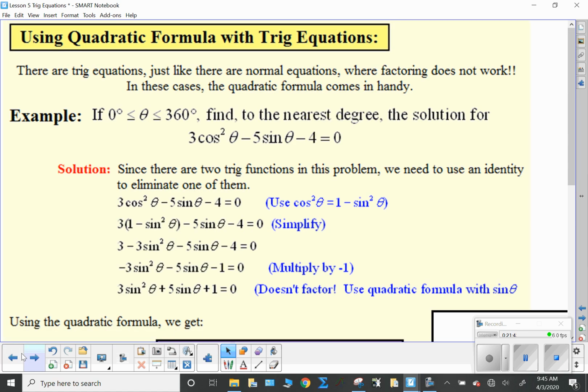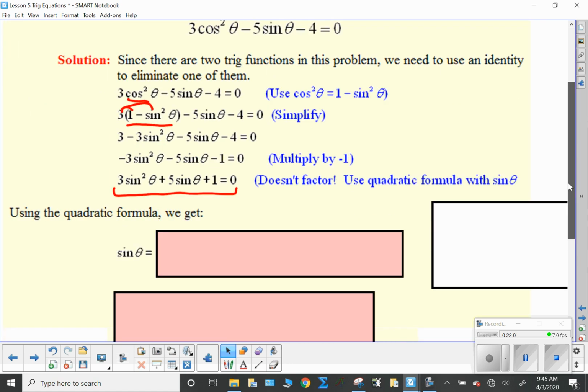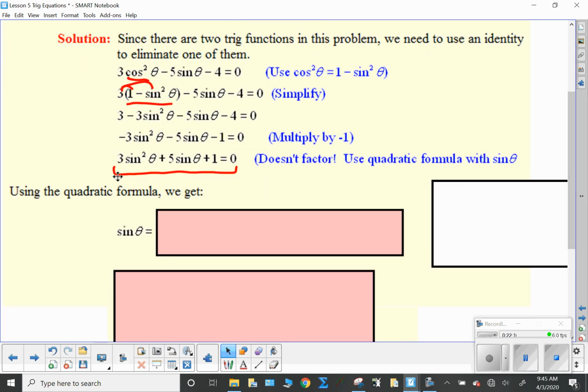Using quadratic formula with trig equations. Ooh, because what if something doesn't factor? Like this one. Okay, notice up here, first thing I did, I substituted in 1 minus sine squared and distributed the 3. Combined my like terms, multiplied by negative 1, and then I got this creature here that doesn't factor. Well, you can use the quadratic formula. But now what you've got to remember is that it's not x, it's sine theta.